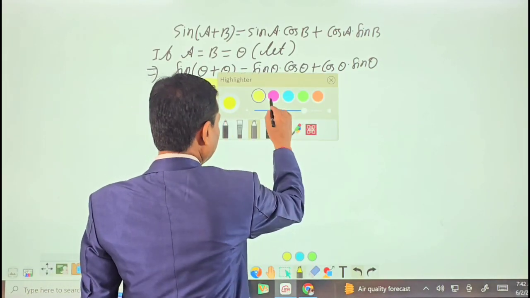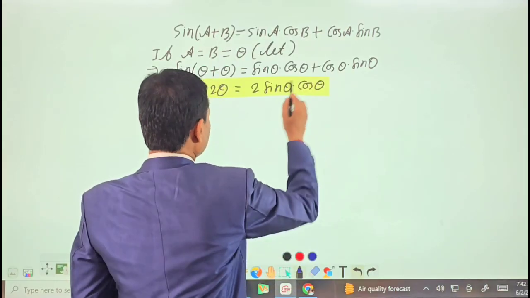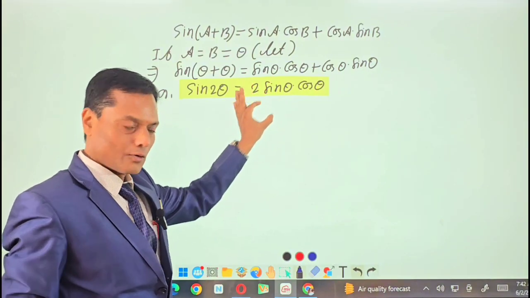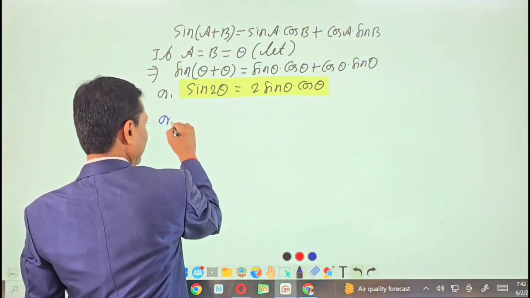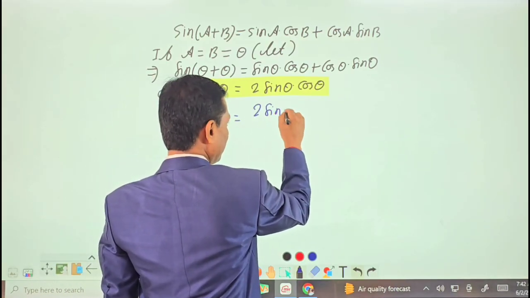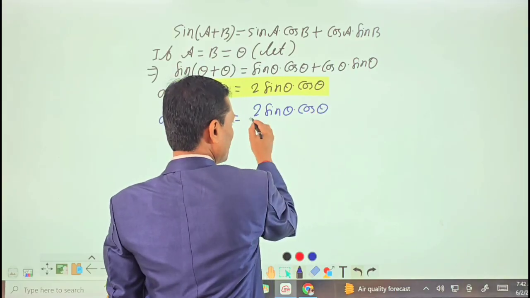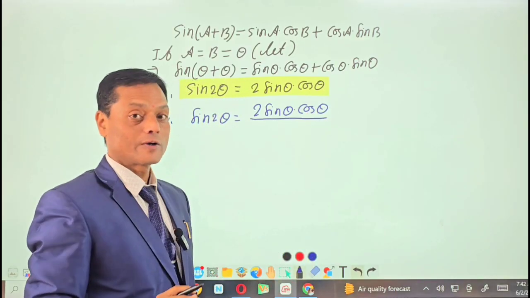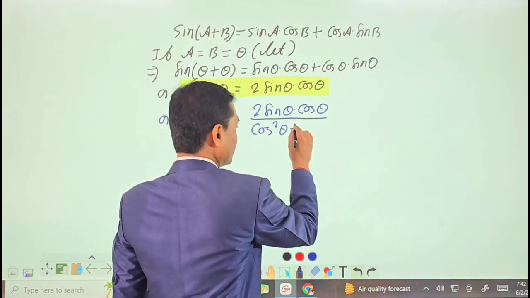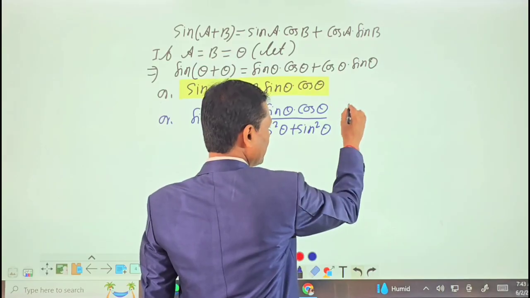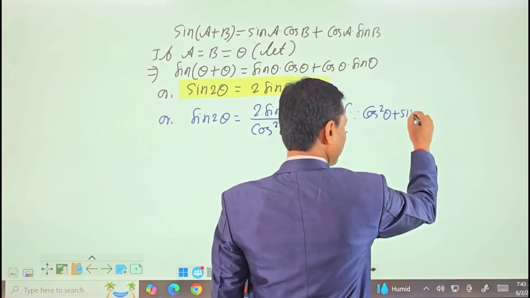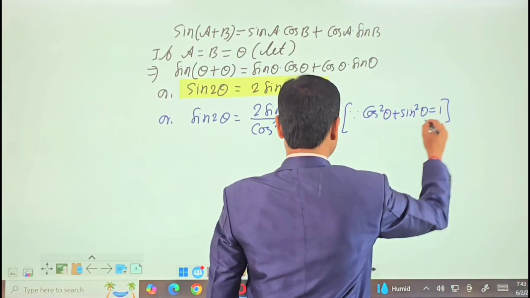Next one is here. Can you divide it by 1? Of course, yes, we can divide it by 1. So we can write sin 2 theta equals 2 sin theta dot cos theta over 1, and 1 means sin square theta plus cos square theta, or we can write cos square theta plus sin square theta, that's equal to 1.